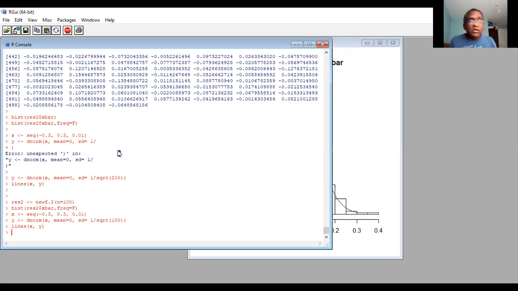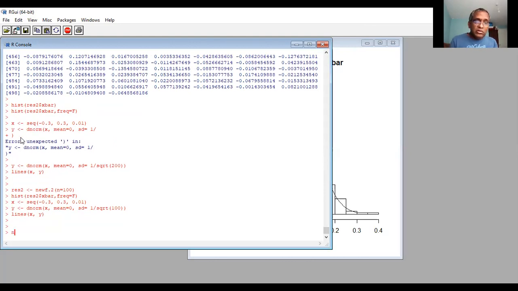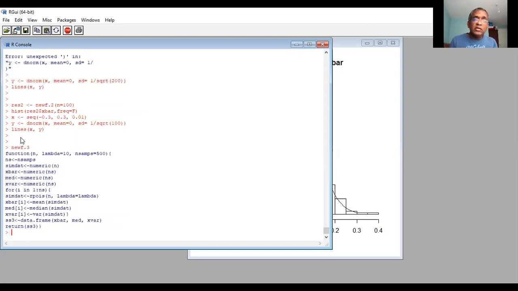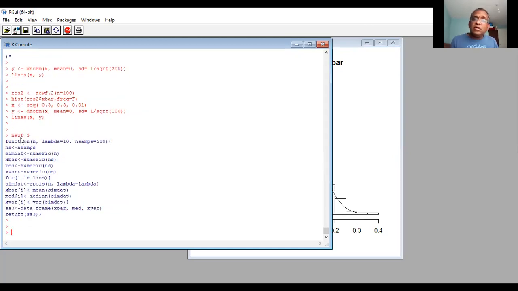Okay. The next thing I'm gonna talk about is the sampling distribution of the sample mean, median, and variance from a Poisson distribution. All right. For that, I'm gonna use the following function. This is the function.